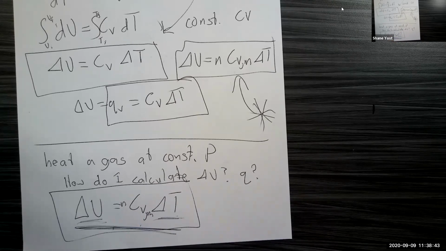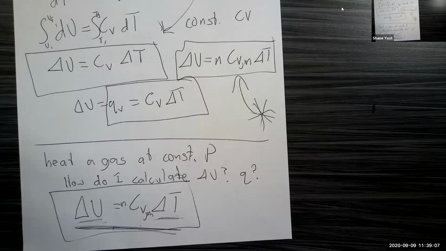Now what about Q? Q is a path-dependent function, so it does not equal CV delta T for a constant pressure problem. Q is going to be something completely different that we haven't talked about yet. We haven't talked about what Q would potentially equal for this problem.